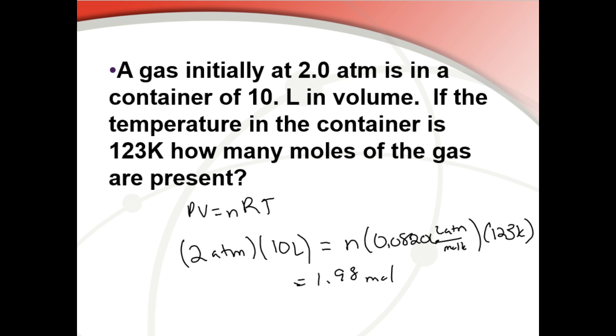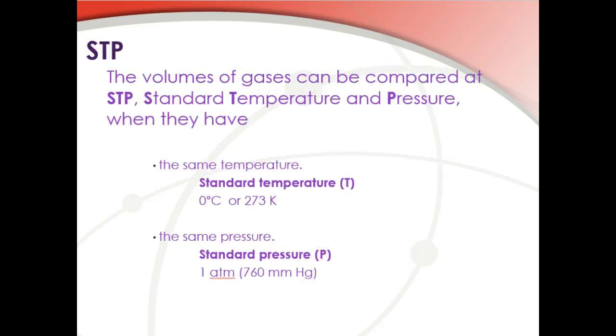Now, we do have such a thing as standard conditions, standard temperature and pressure, or STP for gases. It's 0 degrees Celsius, 273 Kelvin, and 1 atmosphere. Now, whenever we plug this into the ideal gas law equation, we want to know what volume a mole occupies.